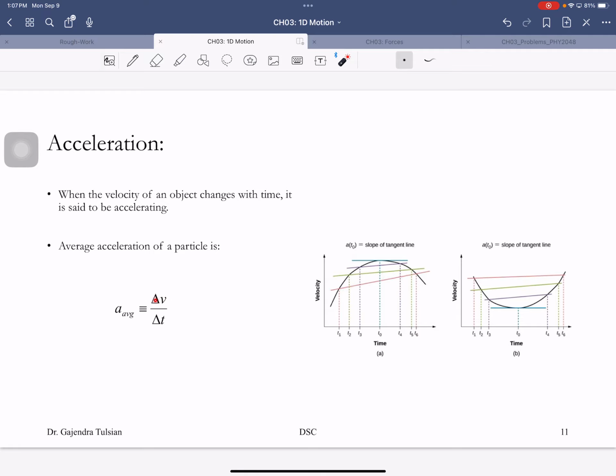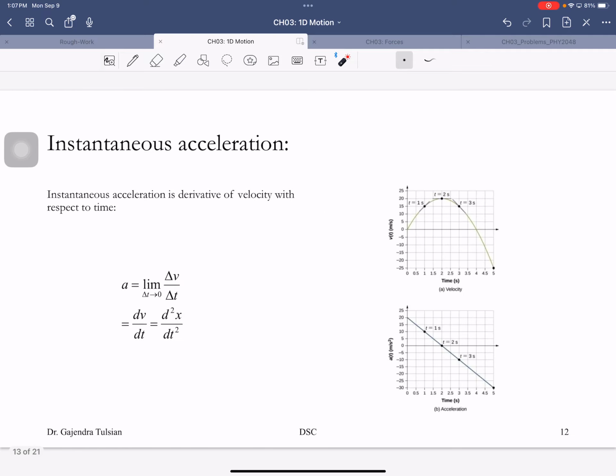So when do you accelerate? Anytime your velocity changes. And you saw several examples of velocity changing. And of course, we are interested in instantaneous velocity, instantaneous acceleration. Instantaneous acceleration is dv by dt, the average acceleration in the limit delta t going to 0. And again, if you plot velocity as a function of time, the instantaneous acceleration is the slope of the tangent line. So the acceleration at 1 second is the slope of that line. The acceleration at 2 seconds is the slope of that line.